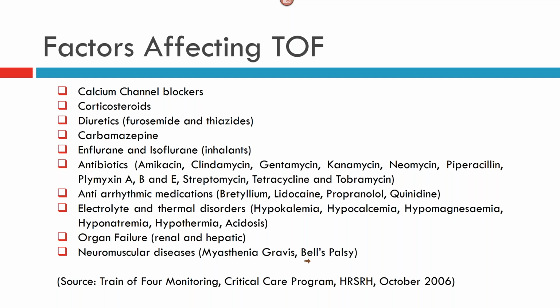Why? Because it will cause hypokalemia, hyponatremia, and it will affect the signal. If the patient is on carbamazepine, it will affect your SSEP. If the patient is on an inhalation agent, it will cause some type of paralysis. Antibiotics also have an effect. Clindamycin, gentamicin, kanamycin, neomycin, streptomycin, like a lot of antibiotics, they interfere with the neuromuscular junction and they affect the signal.